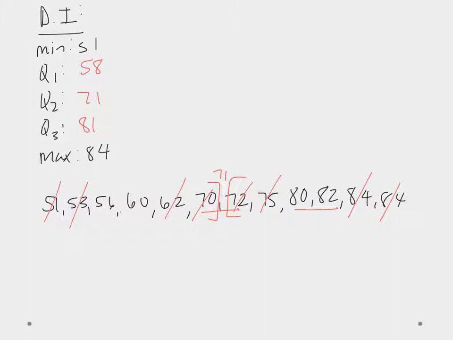Then we needed to also find, what was the other one? Grand Isle. So that's going to be GI. So again, min, Q1, Q2, Q3, and then the max. All right. So the minimum, well, first we need to get those in order. So Grand Isle in order.